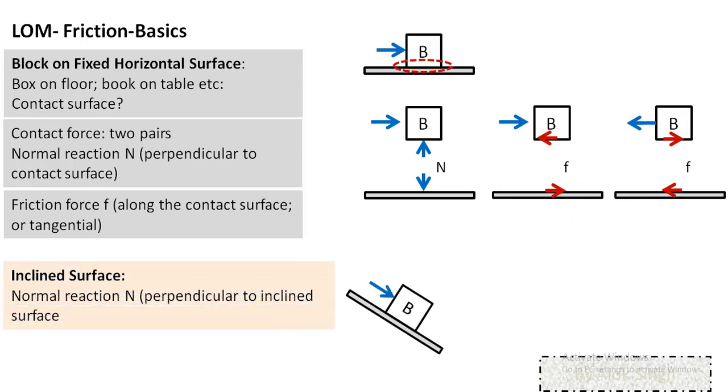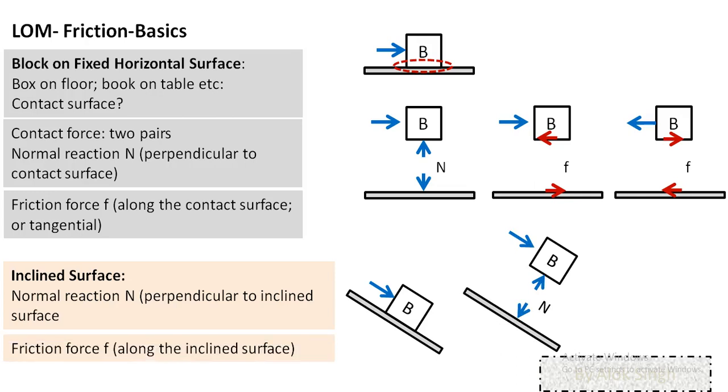What if the surface is inclined? So here the block B is placed on an inclined surface. Again, there will be two pairs of contact forces. One of course will be the normal reaction, which will be perpendicular to the inclined surface, and friction force. That pair also will be along the contact surface. Again, as you notice, one in this direction, the other in the downward direction, equal and opposite. This is a friction force pair, and a normal force pair. So two pairs acting.